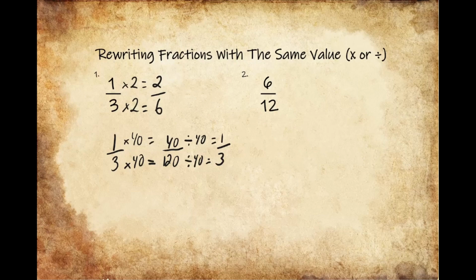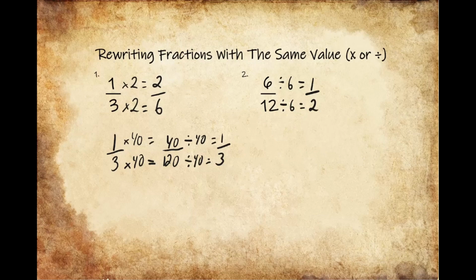So now let's go ahead and look at number 2 here. And as we can see here, we have 6 over 12. And 6 and 12 are both multiples of 6. So if I was looking to write an equivalent fraction for this, I could just go ahead and divide both of these numbers by 6. So let's go ahead and give that a try. So 12 divided by 6 is going to give me 2, and 6 divided by 6 is going to give me 1. So 6 over 12 is equivalent to 1/2.